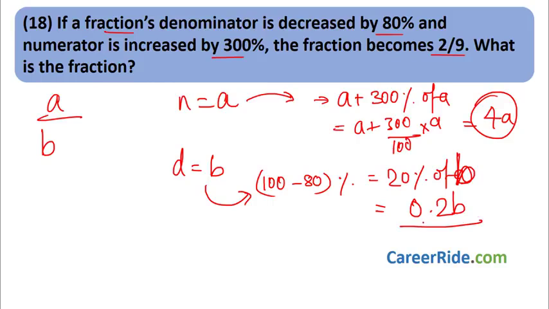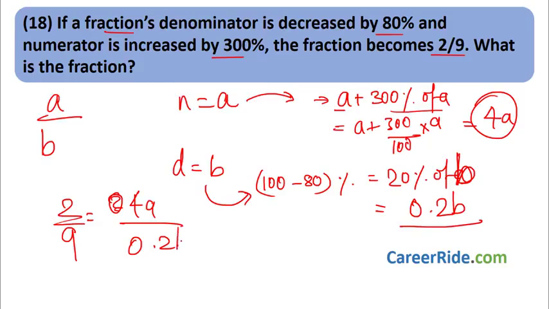And the numerator is increased by 300%. So whatever value is there is a 300% increase in the value. So it would be A plus 300% increase, that is 4A. And they said that the new fraction becomes 2 by 9. What is the new fraction? Numerator, that is 4A divided by denominator, that is 0.2B. What would it be? 2 upon 9.